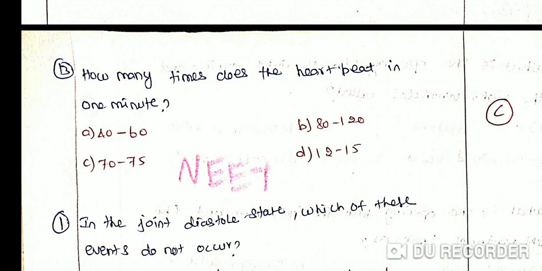How many times does the heart beat in 1 minute? Option A, 40 to 60. Option B, 80 to 120. Option C, 70 to 75. Option D, 12 to 15. The correct answer is option C, 70 to 75. The heart beats 70 to 75 times in 1 minute. 72 is the average number of heartbeats for an adult per minute. It is influenced by the activity of the sinoatrial node or the pacemaker of the heart.